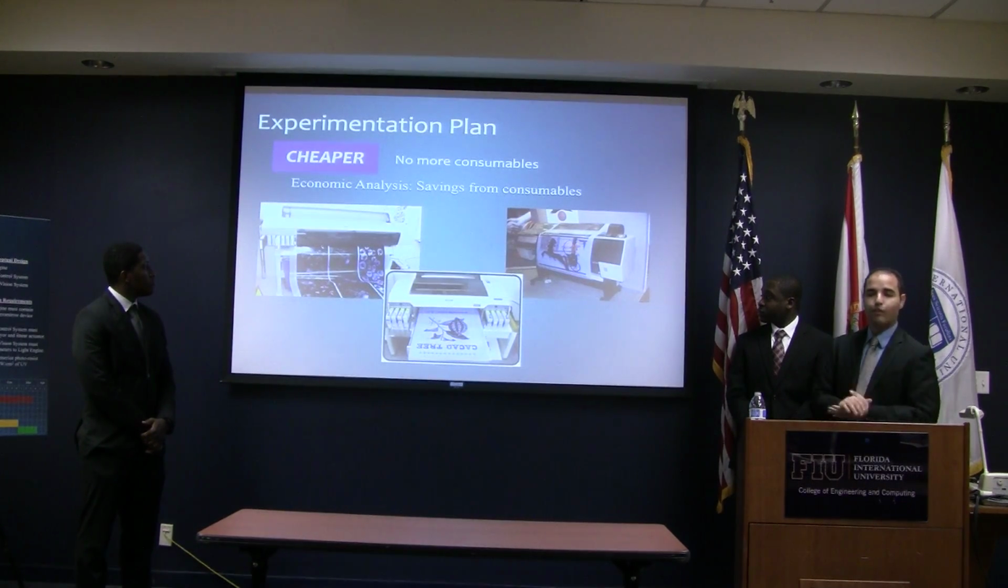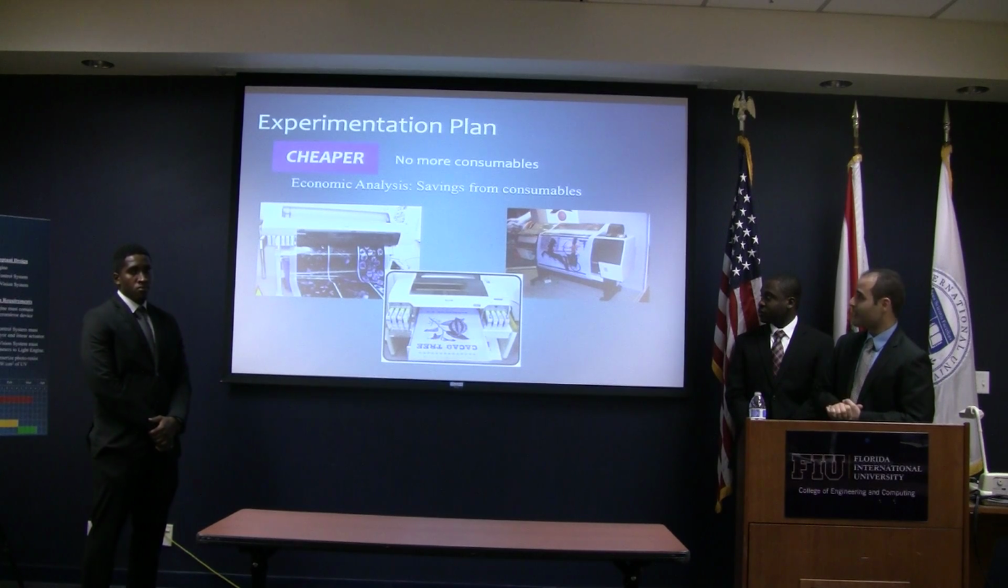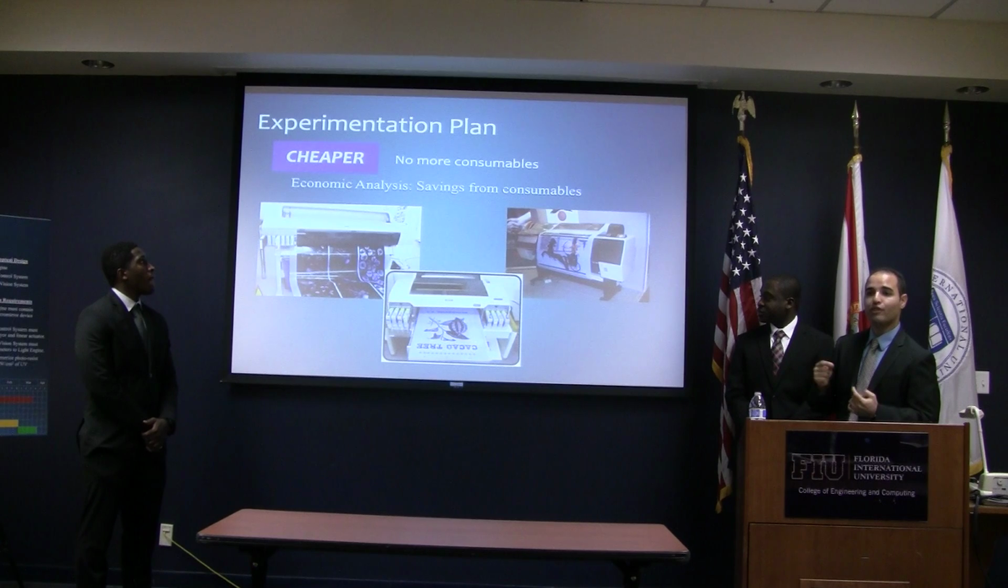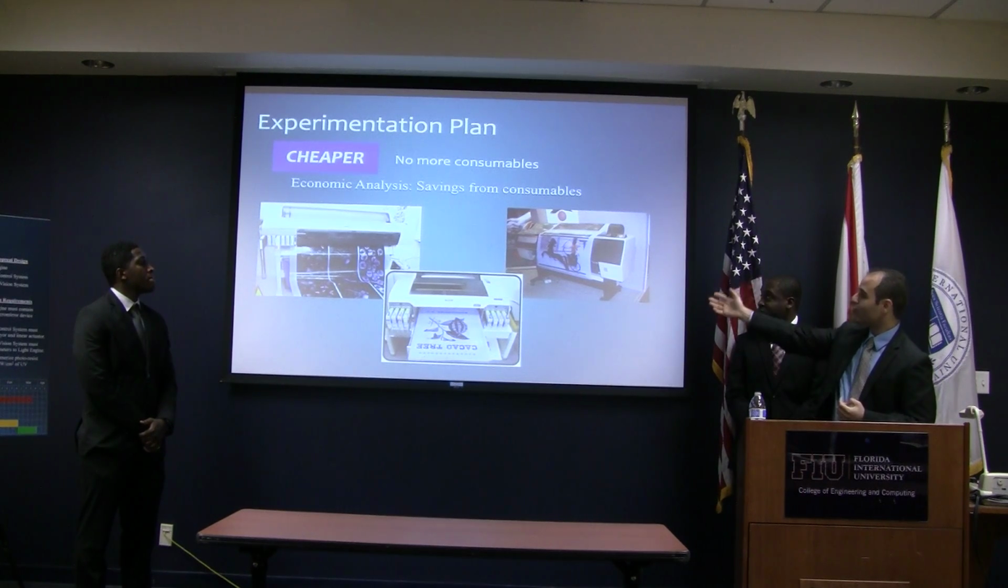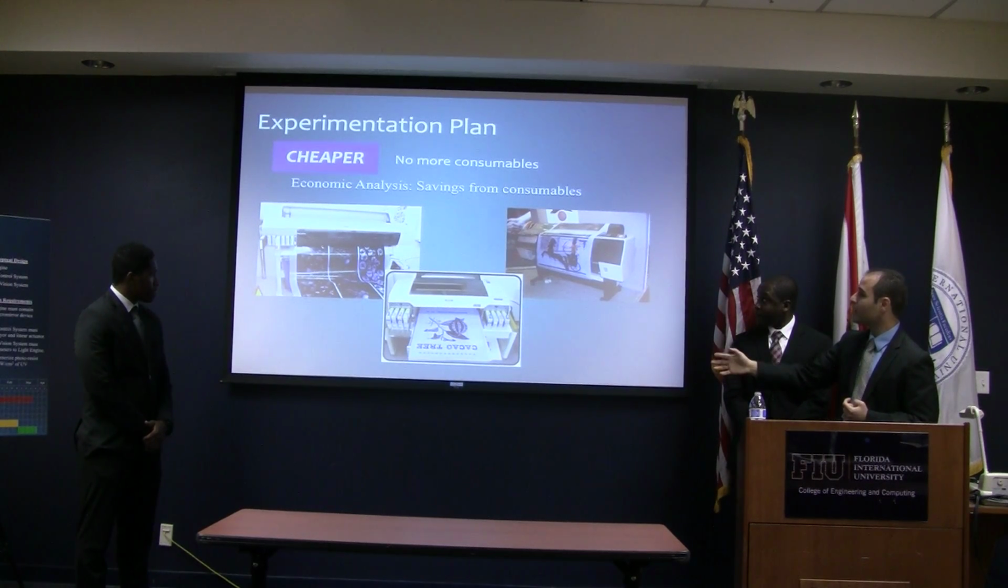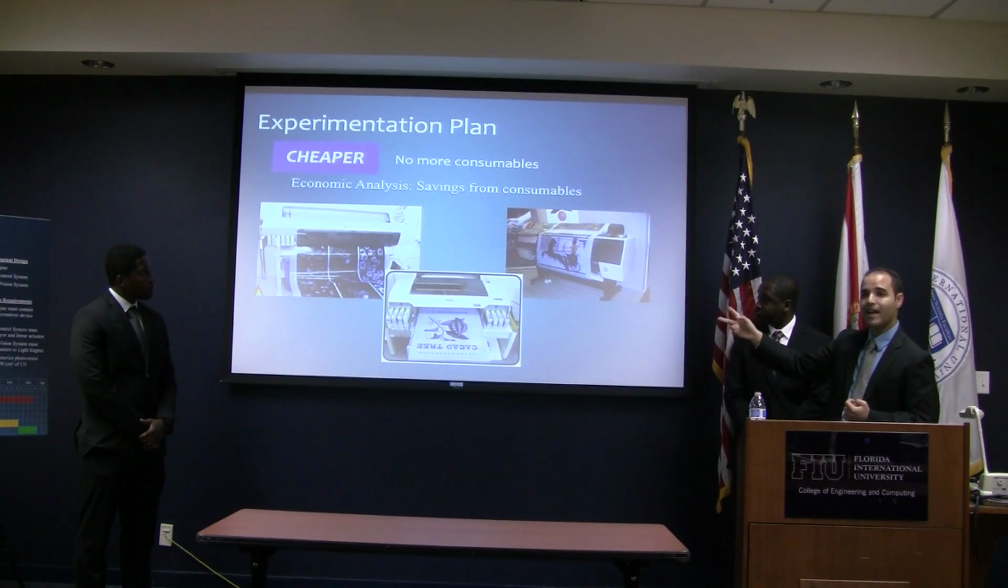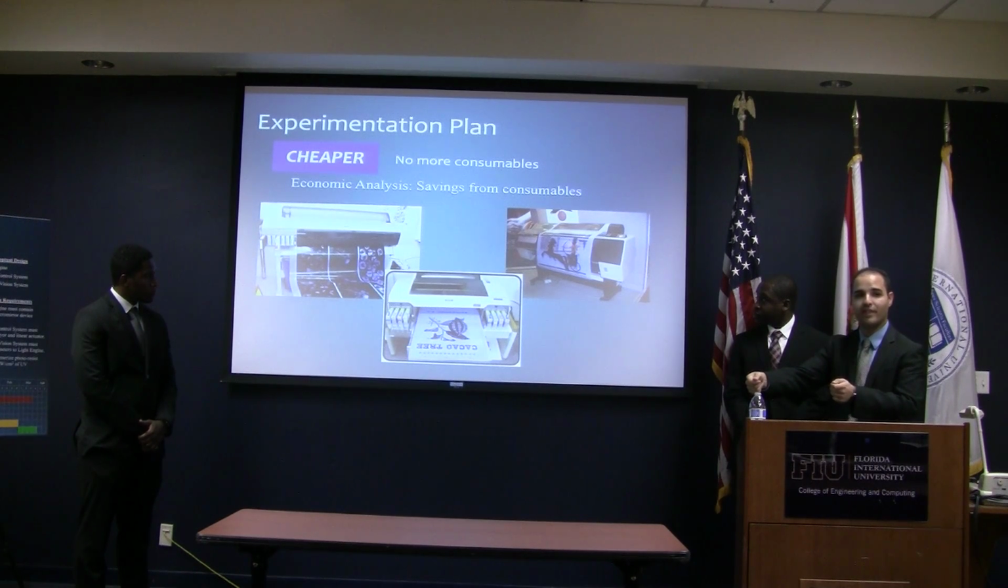And why is it going to make the process of creating printing screens cheaper? We're going to create an economic analysis where we're going to calculate the savings from consumables, which are shown here on 3 standard printers. What's happening here is that they're printing onto polyester film, and then that polyester film has to be cut by hand, so it is then adhered to the screen printing frame before it is exposed.